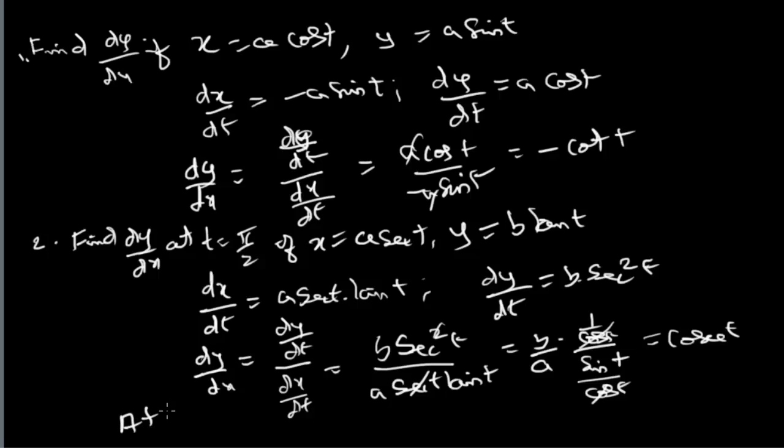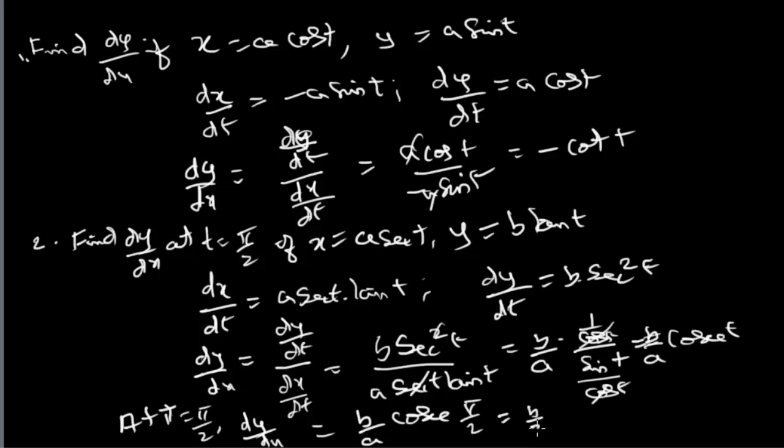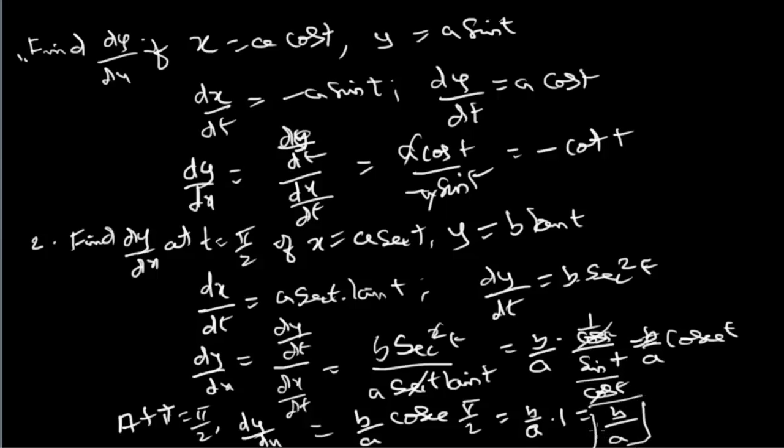At this point, t is equal to pi by 2. That means wherever t is there in dy by dx, you put pi by 2. dy by dx is equal to b by a cosecant pi by 2. We know cosecant pi by 2 is what? 1, because sin 90, sin pi by 2 is 1, so cosecant pi by 2 is 1. So into 1 is equal to b by a. This is the answer. Sometimes they will ask dy by dx at a different value of t.